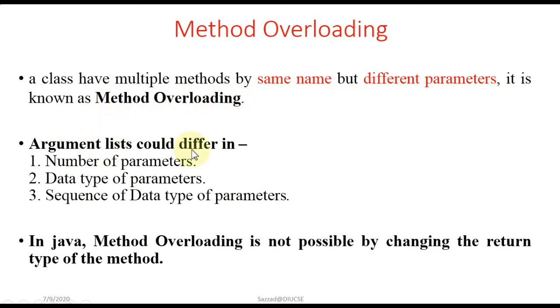Method overloading can be achieved in three different scenarios. The method with the same name can have a different number of parameters. The method with the same name can have different data types. The method with the same name can have parameters in a different sequence. In Java, method overloading is not possible by changing the return type of the method. So we always have to keep the same return type when we are doing overloading.